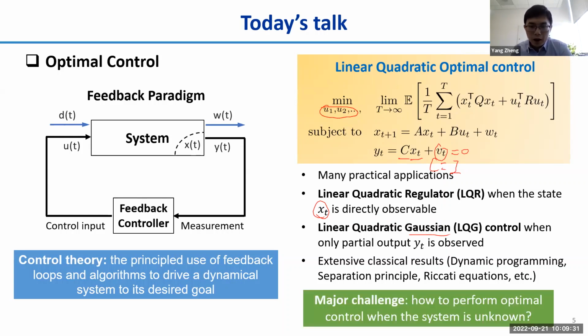One major challenge now is how to perform optimal control when the system is unknown. If we would like to use dynamic programming or the Riccati equation, they all need to know the system dynamics, such as A, B, and C, in order to solve the problem.